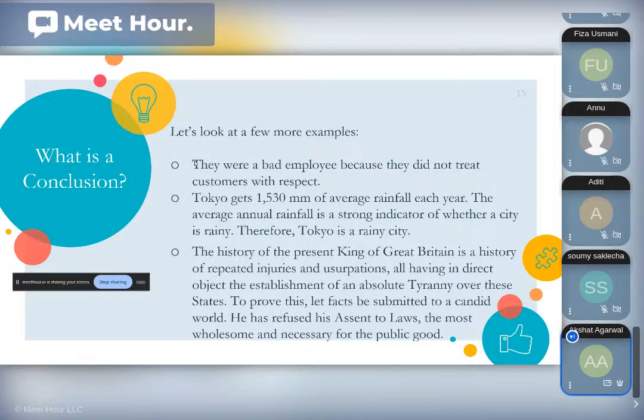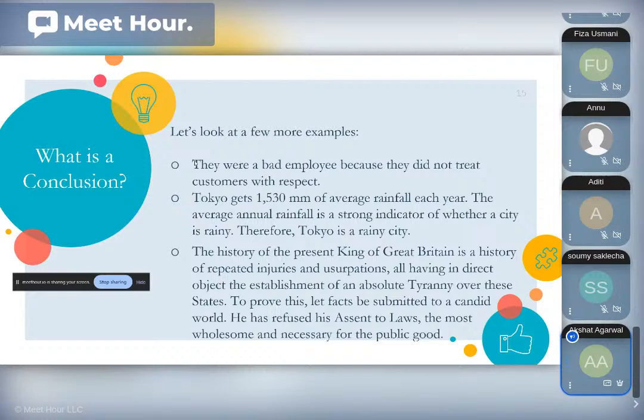It's that simple. Now, if you look at the Tokyo example, it's very easy to identify that my conclusion is "therefore Tokyo is a rainy city." Why am I saying that Tokyo is a rainy city? Because of the average rainfall each year. All right. Now, coming to the King of Great Britain example, what do you think is the premise and the conclusion here?